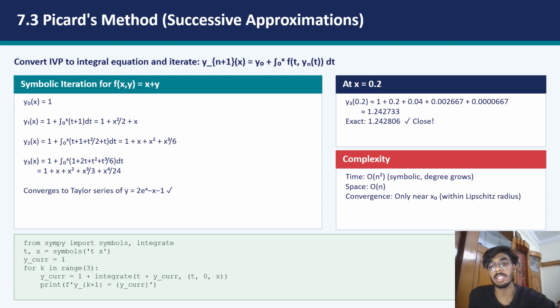The time complexity for the Picard method is order of n squared and space complexity is order of n. The convergence is only near x0. Here is the Python code for the same.